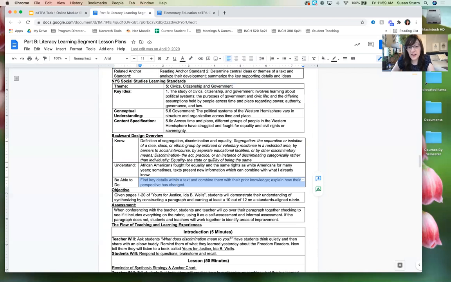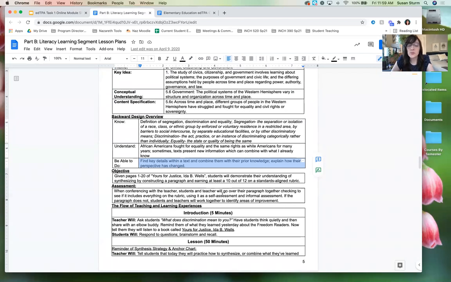This day, they're going to find key details within a text and combine them with prior knowledge to explain how their perspective has changed. Here on day 2 is where you can say the students will be able to do the strategy because they're doing it on this day. And you can even say with a partner or in a small group or in a whole class teacher directed guided practice. If you're going to keep control of that guided practice, you can do it that way.